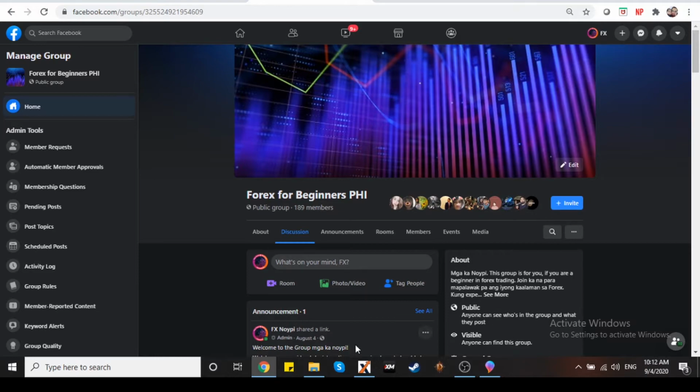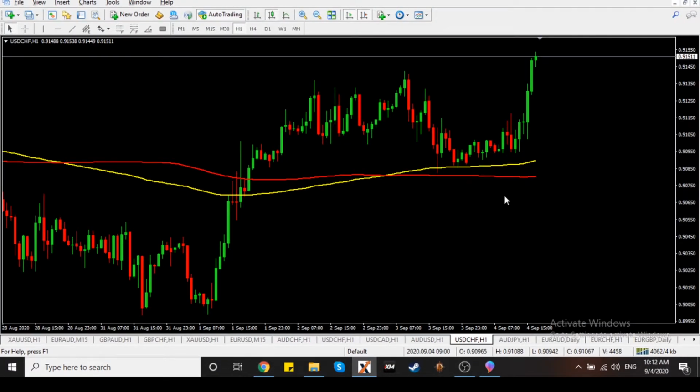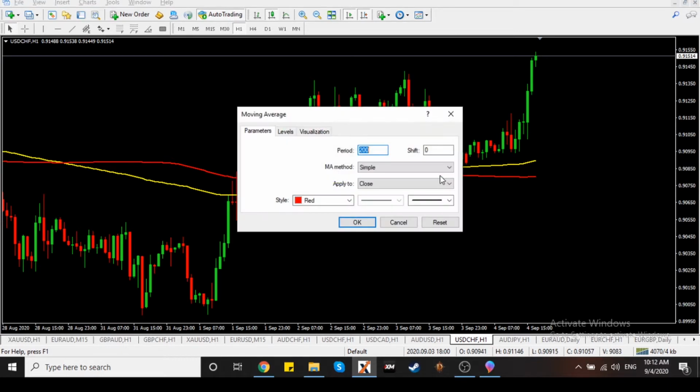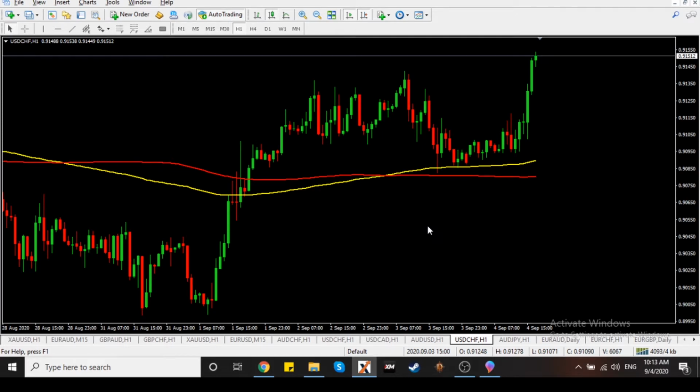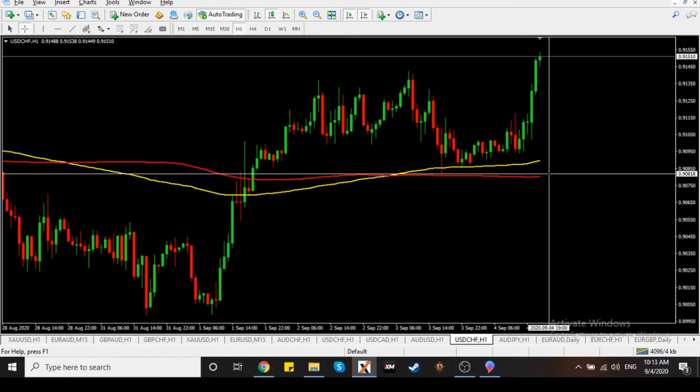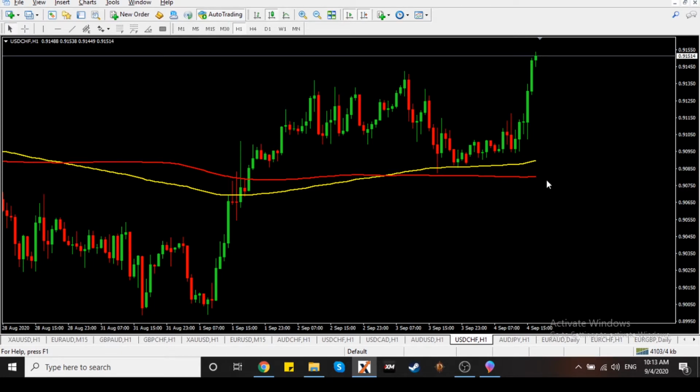Okay, so let's hit back the charts. We are here using the MT4 platform mga kanoypi. At dito, naglagay na tayo ng mga indicators. Itong kulay pula, double click natin. This is a simple moving average, a 200 simple moving average. Tapos, itong kulay dilaw is an exponential moving average. 200 din ang nilagay nating period dito. Kung makikita nyo mga kanoypi, meron siyang kaibahan when it comes to price, and it's not a big difference. May kaibahan siya pero hindi ganun kalaki.